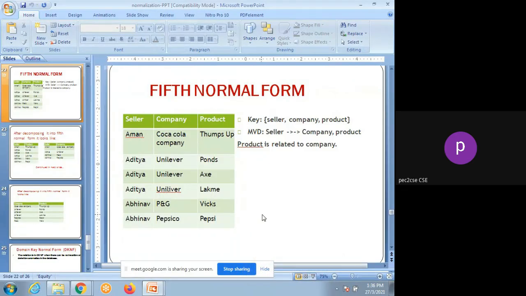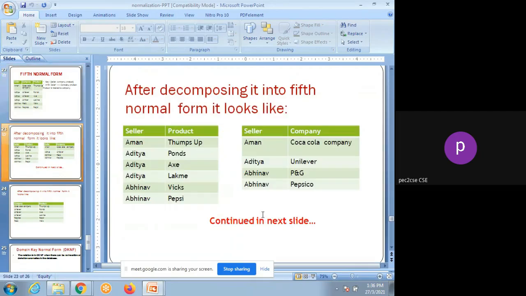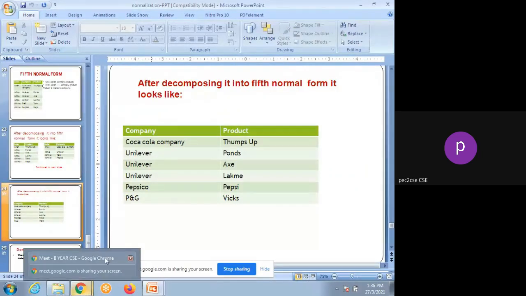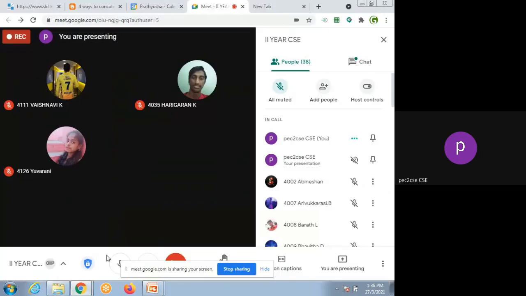Whether all are writing or simply sitting. You can write some name and some values. No issues. You can write whatever real-time product or company you know, that also you can write. Okay.